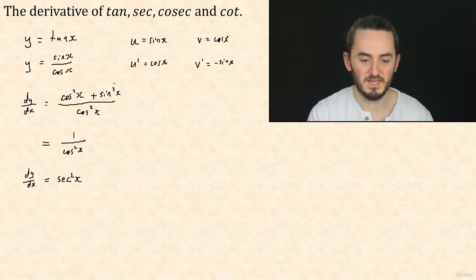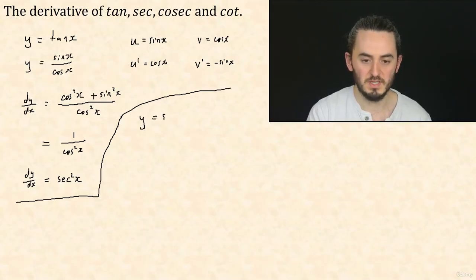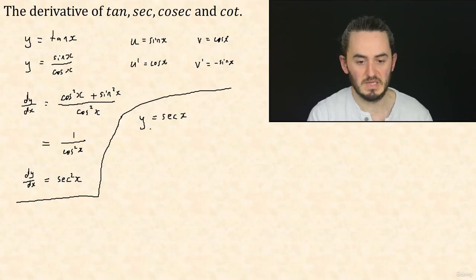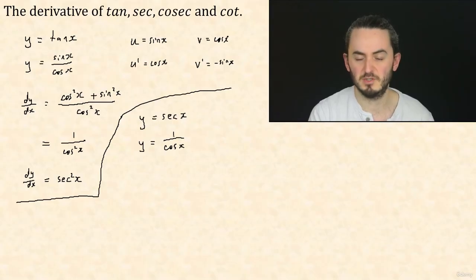All right, so tan is done. Let's now look at our next one, sec. So if y equals sec x, can we figure out what the derivative is? Well, there's actually two ways we can do this, because sec x is 1 over cos x. Now, we could use the quotient rule here. It would actually be a bit of a weird one to use the quotient rule for, only because the numerator is 1 and the derivative of that is 0.